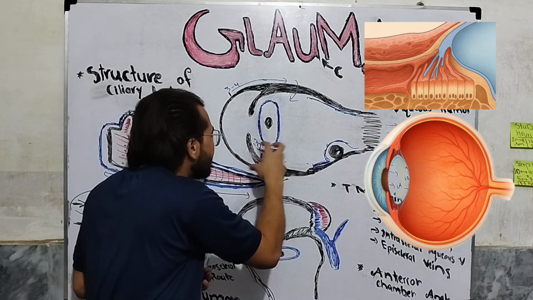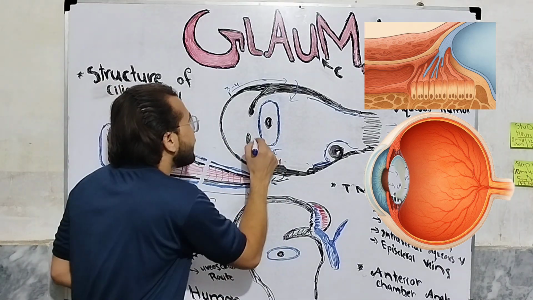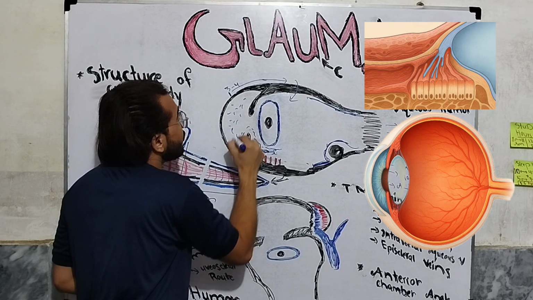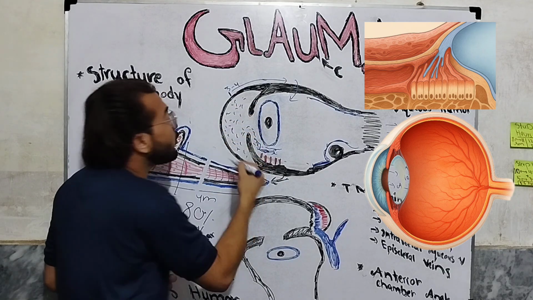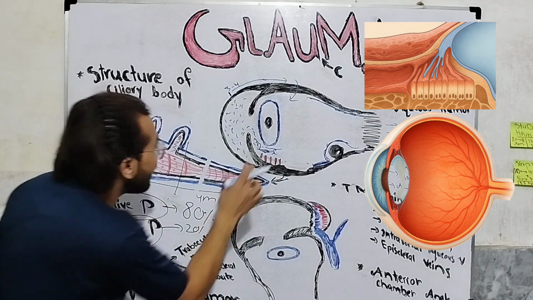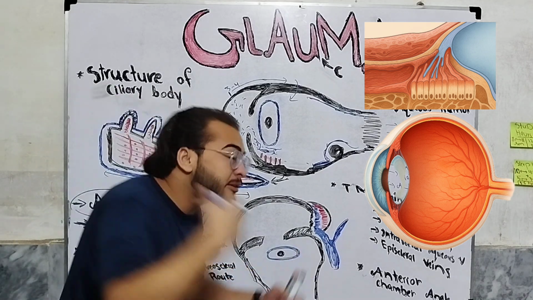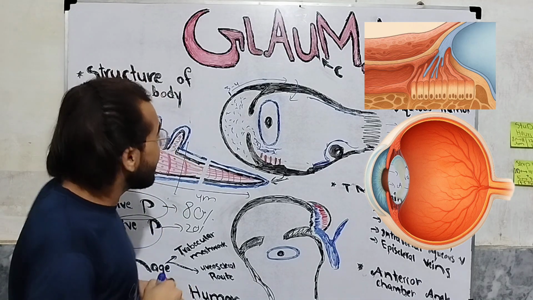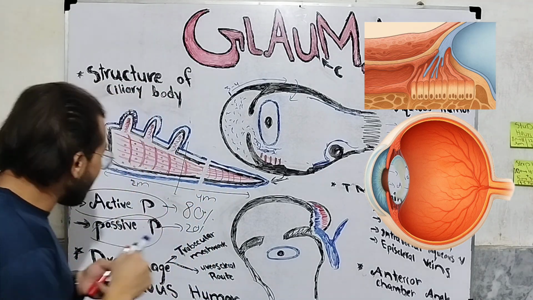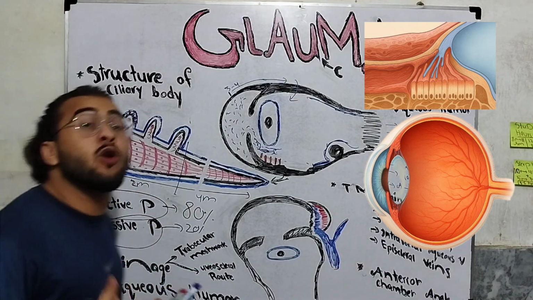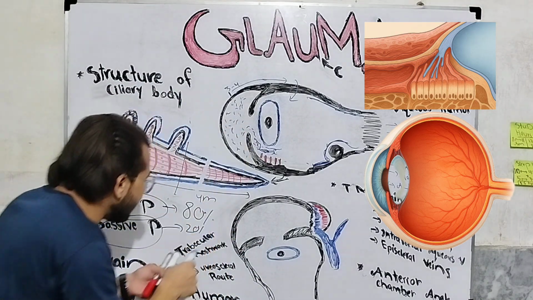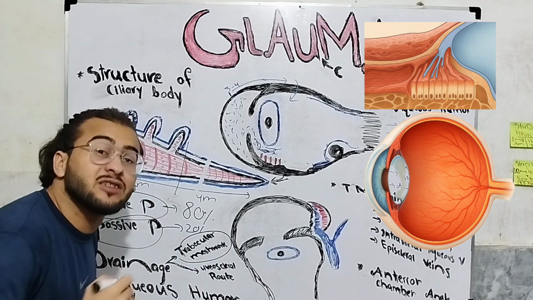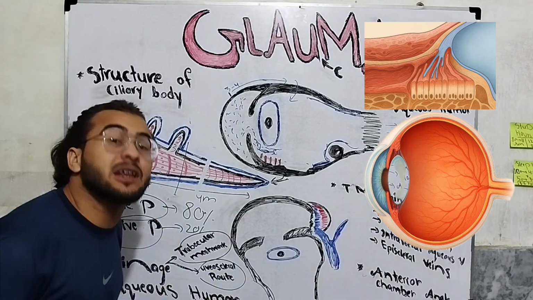Now, as the fluid is produced by these ciliary processes, it comes through this pupil to the anterior chamber. This fluid needs to drain from the anterior chamber because of the constant production, to maintain a normal intraocular pressure. For this we have the drainage system, and like production, drainage is also of two types. The drainage of fluid can be through the trabecular meshwork route, which is the main route, and we have the uveoscleral route.